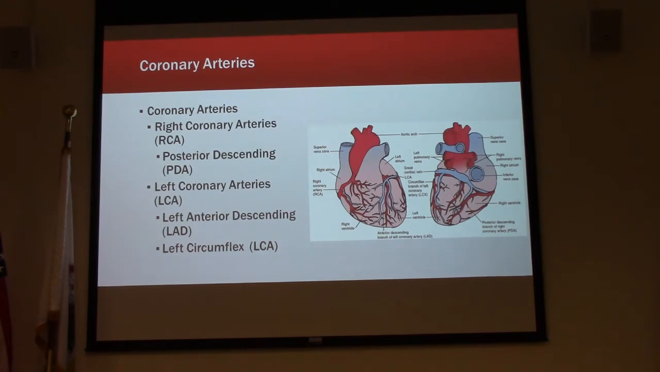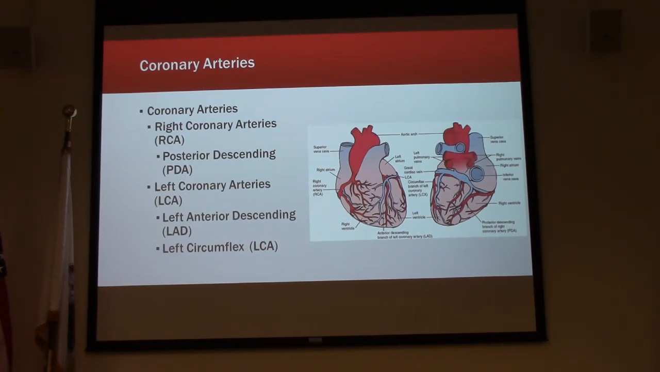So when we take a look at our heart here, we have three main coronary arteries. We have a right coronary artery, and we have the left coronary artery. Now the left coronary artery will break down into two different branches. One is the left anterior descending, and the other one is the circumflex.